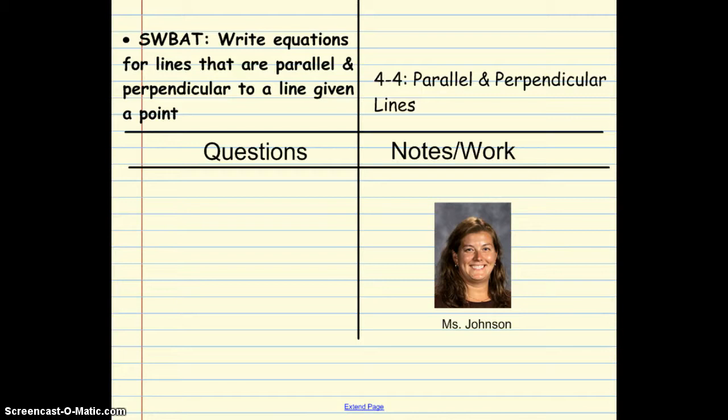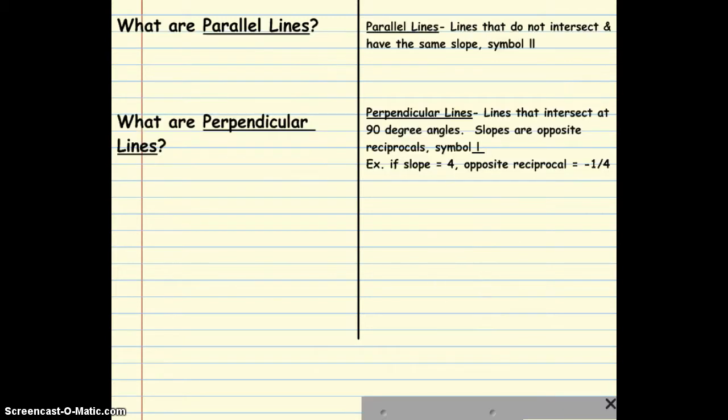Our SWABAT is we are going to write equations for lines that are parallel and perpendicular to a given point. Alright, first of all, let's refresh ourselves with what parallel and perpendicular lines are.